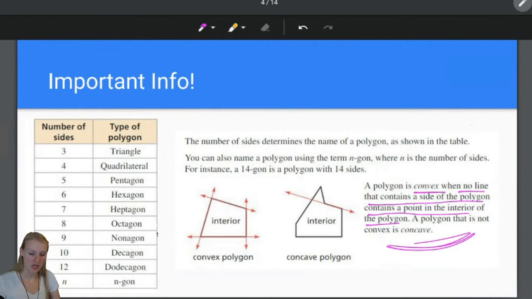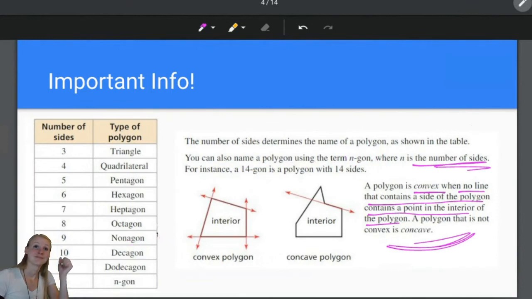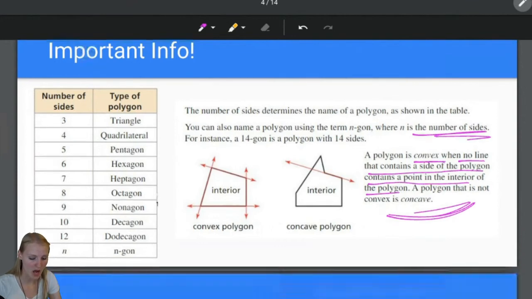One thing I almost forgot to mention is you can also name a polygon using the term n-gon, where n is the number of sides. So a 14-gon is a polygon with 14 sides. So if you ever forget what a 9-sided figure is, you're like, nonagon? I don't remember what a nonagon is. That's okay, you can just call it a 9-gon. And we mathematicians will know what you're talking about. Okay. Awesome. Now we know more about polygons.